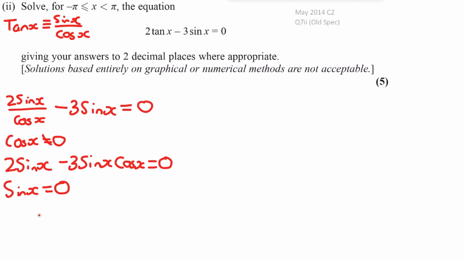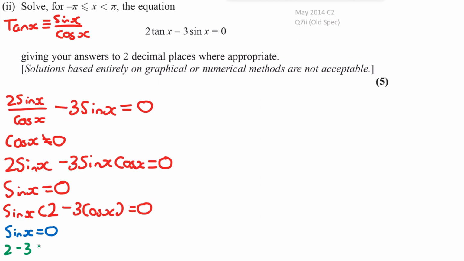Instead, what we have to do is factorize out sin of x like this. So sin of x, then this here would just become 2, and then it's minus 3 cos x here with the sin x going away, and then this is equal to 0, and therefore we have two possible scenarios here. The two possible scenarios are that sin of x is equal to 0, or that 2 minus 3 cos of x is equal to 0.